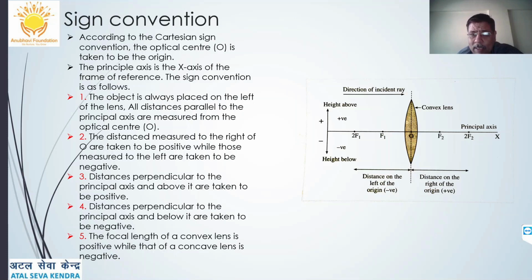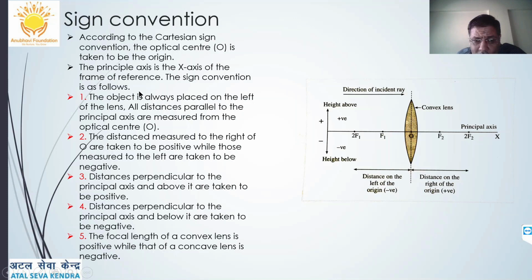Now let's understand the Cartesian sign conventions for lenses, to be used when the problems have to be solved. For that, we should first know the Cartesian sign conventions. If we take the vertical line passing through the optical center as the y-axis and the principal axis as the x-axis, then we can always write the sign conventions easily. According to the Cartesian sign convention, the optical center O is always taken to be the origin. The principal axis is the x-axis of the frame of reference.